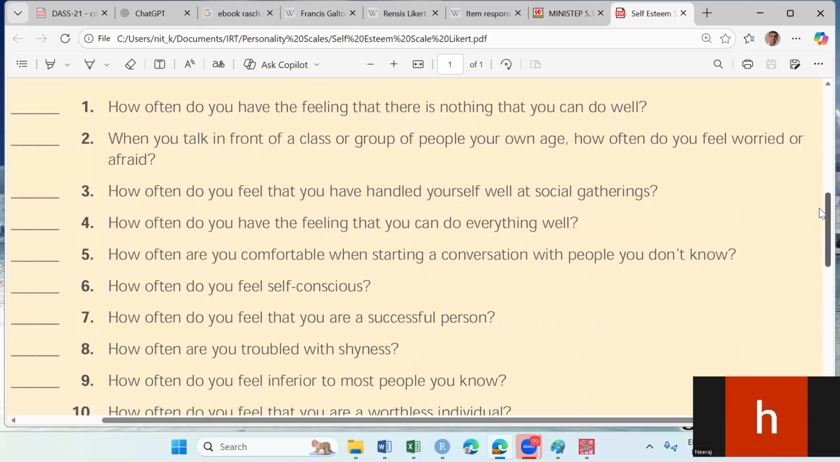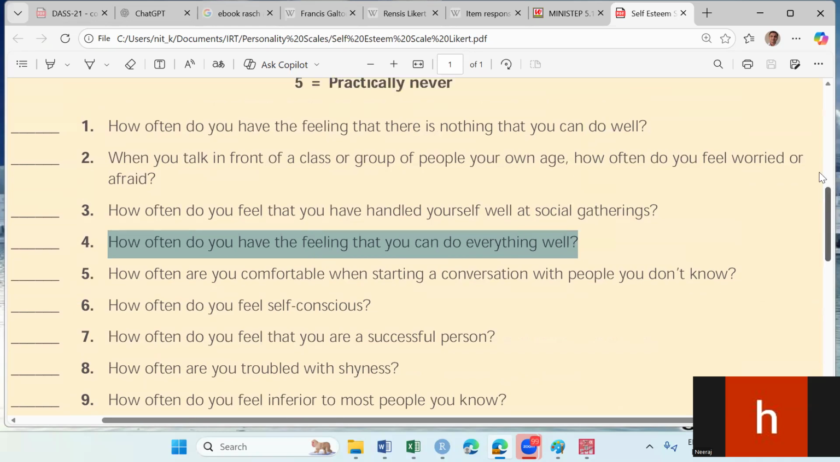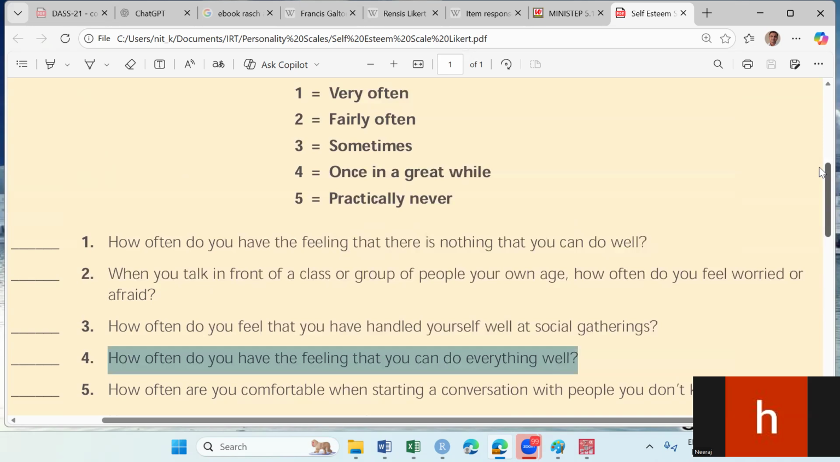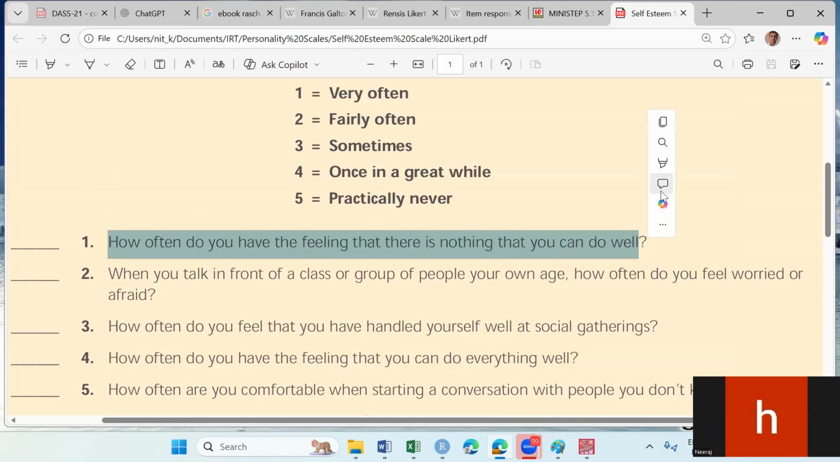Then look, there must be a reverse coding of that. Look at the statement: how often do you have the feeling that you can do everything well? Now, what should I say? Should I say 5 again? We should say 1. Now, how can we get a total of 1 and 5? Here it was 1, here it was 5. It will become 6, which is meaningless, means sometimes. So when I do the reverse coding, 1 becomes 5, then 5 and 5 will be 10.